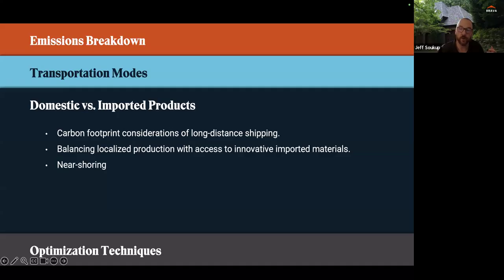And then nearshoring. So does it make sense for us to nearshore something, bring our material in, manufacture in a third country, and then send it here? The challenges that all manufacturers are going to deal with.